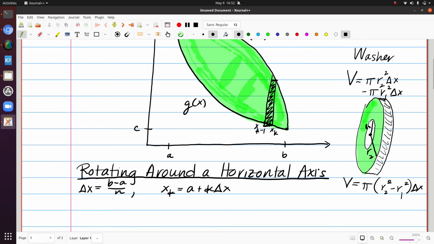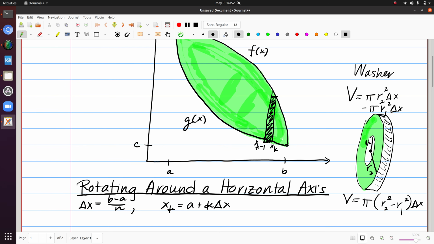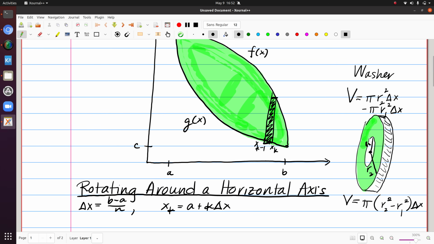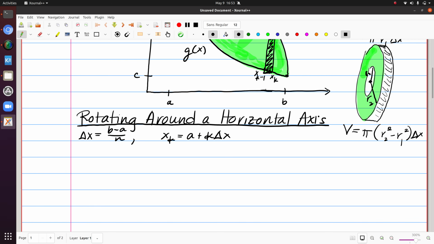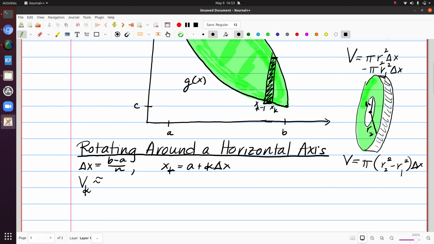So in this context here, the only thing that I'm going to add is that the radius values depend on the functions involved. So when you rotate this rectangle around the x-axis, notice that the big radius, in this case, is coming from f of x sub k. F of x sub k, that's the distance from this axis of rotation to this outer edge here, that's the height. The small radius that represents the gap is the distance from this axis of rotation to this edge here, which is g of x sub k. So when we're thinking here of V sub k, that's approximately the washer. And again, it's approximate because I've chosen a particular x to represent the whole interval.